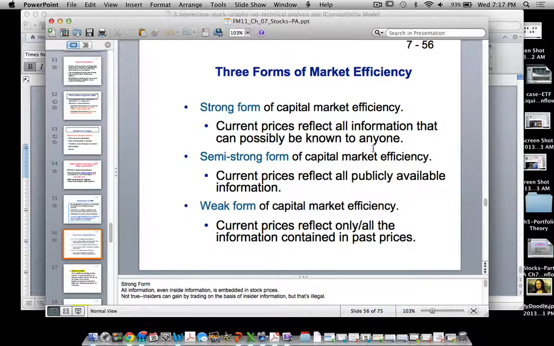Strong form says that even that private information is actually reflected in the stock price. Research has shown all private information does not reflect in the stock price. That is the basis for insider trading. So market players know that they call it abnormal profits. Abnormal profits are profits in excess of what is suggested by the beta of a security. So abnormal profits are possible if there's inside information, but there's a problem with it. It's against the law.